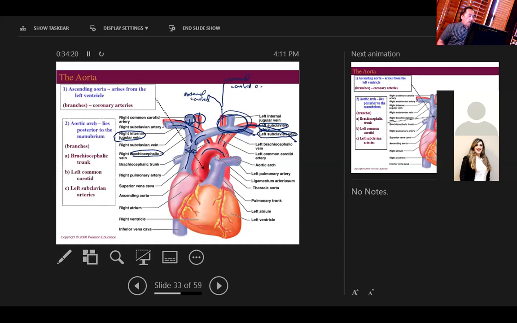Okay, so we know that the ascending aorta will give branches to the coronary arteries, the right coronary and also the left coronary artery. And we studied that in the heart. And the aortic arch has three branches called the brachiocephalic trunk, left common carotid, and left subclavian. And the descending aorta, this part here, will change its name to become the thoracic aorta. Descending becomes thoracic at the area of T5 to T12. And then after that, it's going to go down below the diaphragm to become the abdominal aorta.